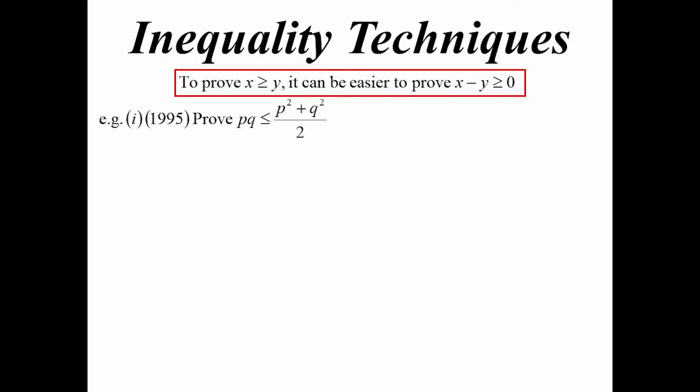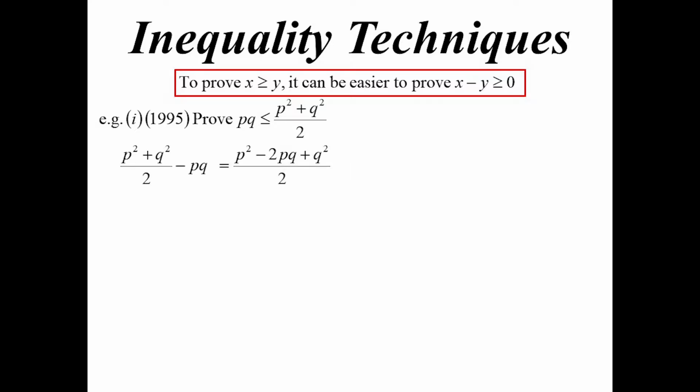So here's a very quick, very simple one, which comes from the 1995 paper, where they had to prove PQ was less than or equal to (P squared plus Q squared) on 2. So what they did is they moved everything to the left-hand side and said, notice there's no inequality sign at this stage. So this is just a piece of algebra. I want to show that this piece of algebra is less than or equal to 0. Because if I can do that, it then becomes a fact. And once it's a fact, I can then move terms around and create what it is we're trying to do.